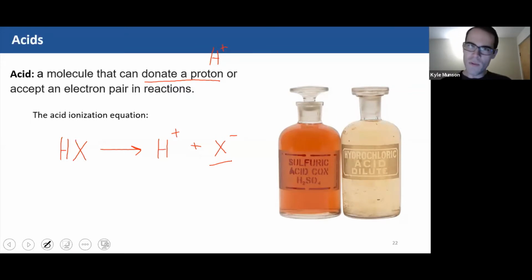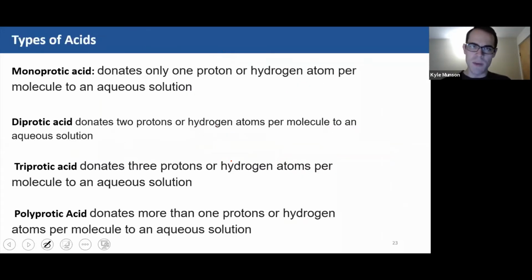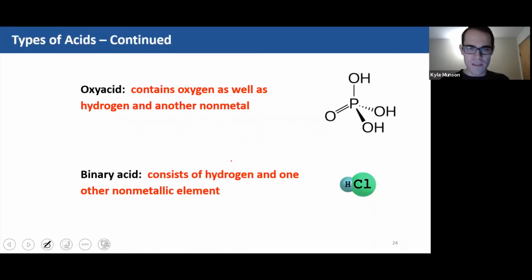So there's a few different types of acids then. There's monoprotic acids, diprotic acids, triprotic acids, polyprotic acids. Really what we mean by this, if you have a monoprotic acid, the acid can give up one proton. Diprotic means it can give up two, triprotic can give up three, and then polyprotic is kind of an umbrella term. It's any acid that can give up more than one proton.